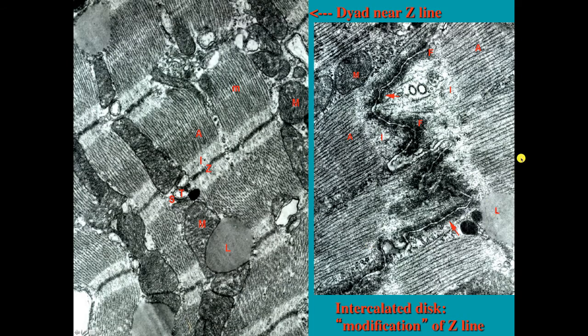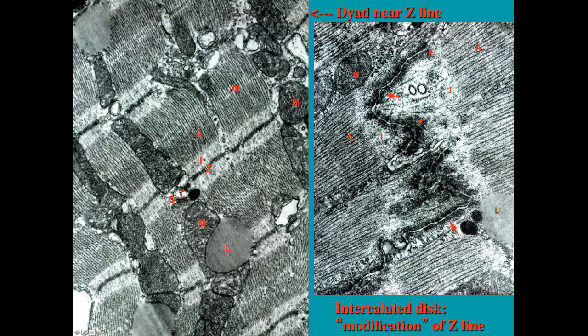Here's a higher power view of electron micrograph cardiac muscle. Here is the intercalated disk, this modification at the Z line. Notice here's part of an A band, part of an A band. You can see the lighter I band, and you would imagine the Z line running between, but this is the modification into the intercalated disk. On the lower power, here is the A band, the I band, like so, with the Z line, and then just the higher power view to see the intercalated disk.